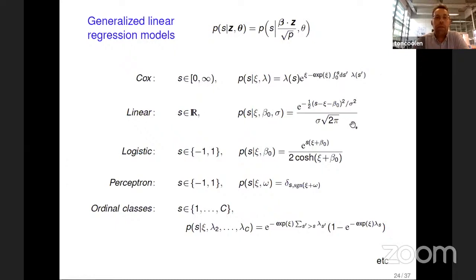We have, of course, linear regression, which is the simplest case. We have logistic regression, neural networks, but simple ones for now, so binary perceptrons. Ordinal class regression, where you predict one of a number of discrete classes. All these models just differ in what this function P is, but they all have this general form.